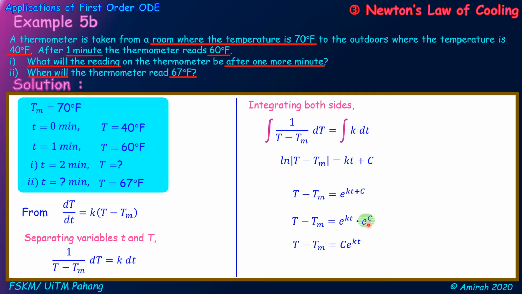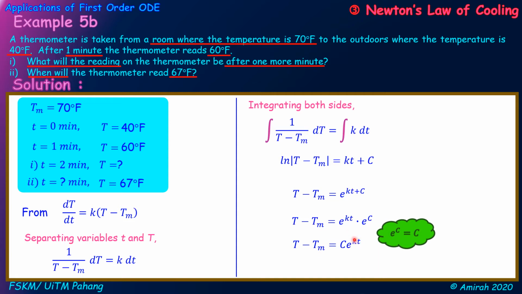After that, e to the power of c, we equal to constant C because e means Euler's number, which is equals to constant 2.718 something. Constant to the power of constant will equal to constant. So that's why we can write e to the power of c equals to C only. After that, we get T minus Tm equals to C e to the power of kt.